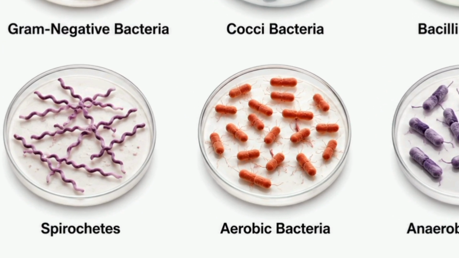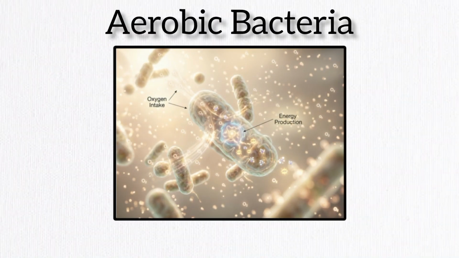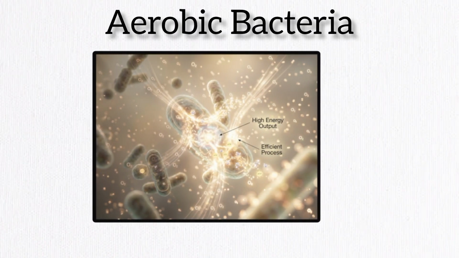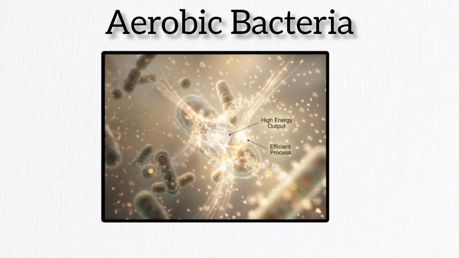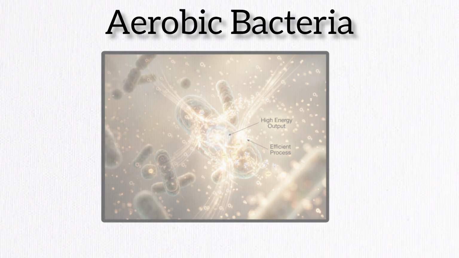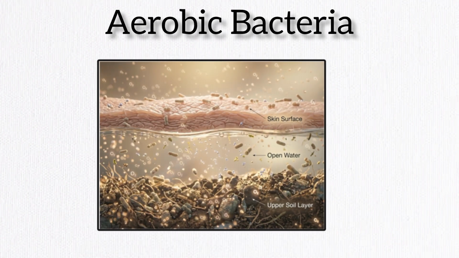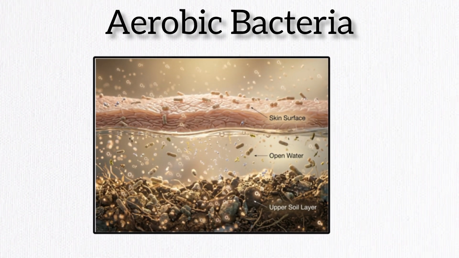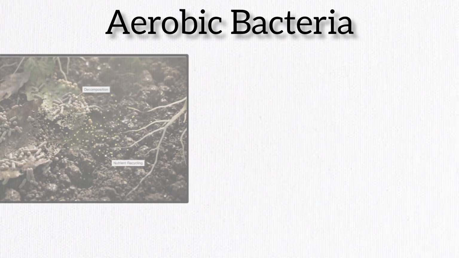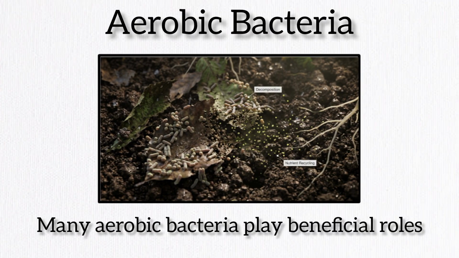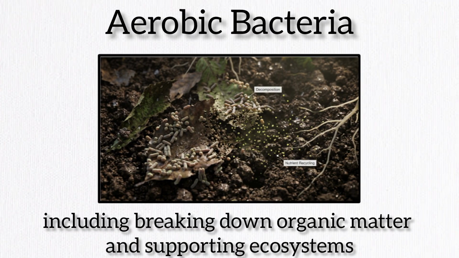Aerobic bacteria require oxygen for survival and use it to produce energy through cellular respiration. This process is highly efficient, allowing them to generate more energy compared to bacteria that rely on other methods. They are commonly found in oxygen-rich environments, such as the surface of the skin, open water, and the upper layers of soil. Many aerobic bacteria play beneficial roles, including breaking down organic matter and supporting ecosystems.